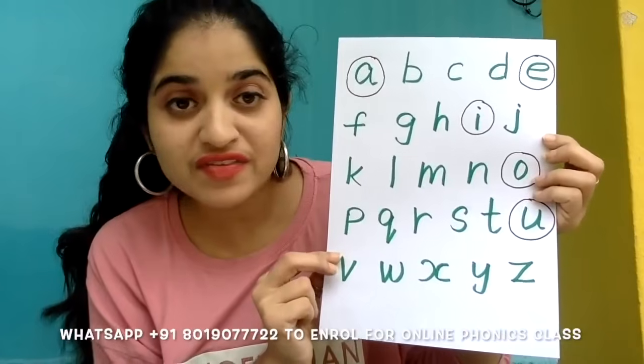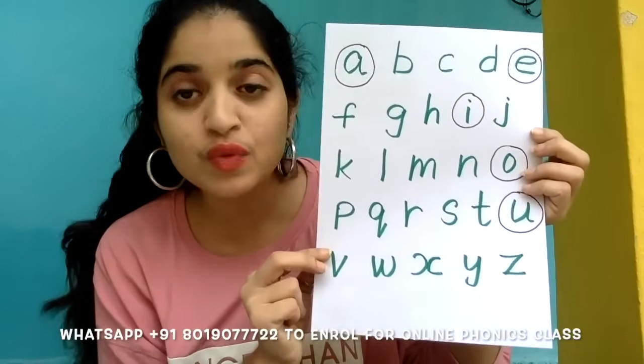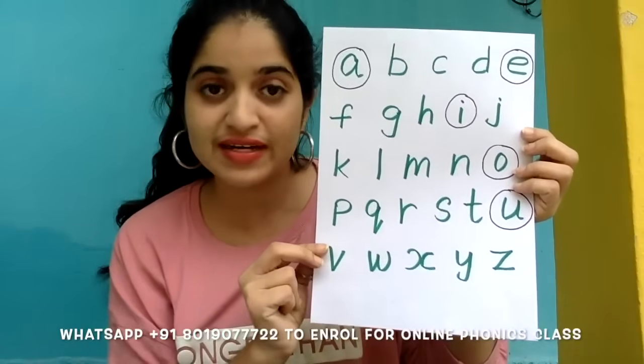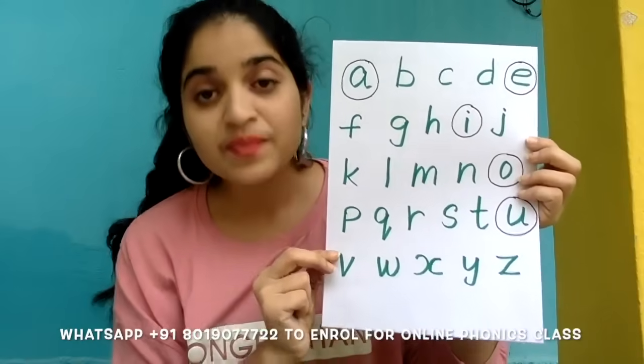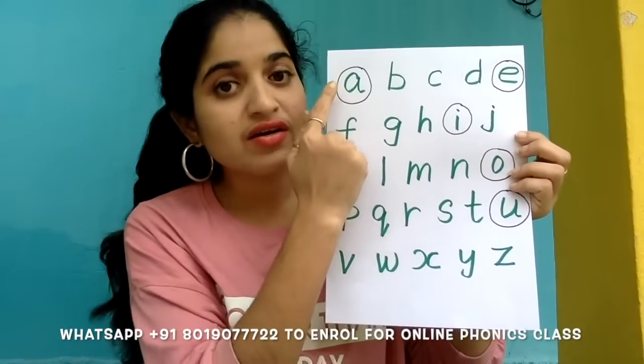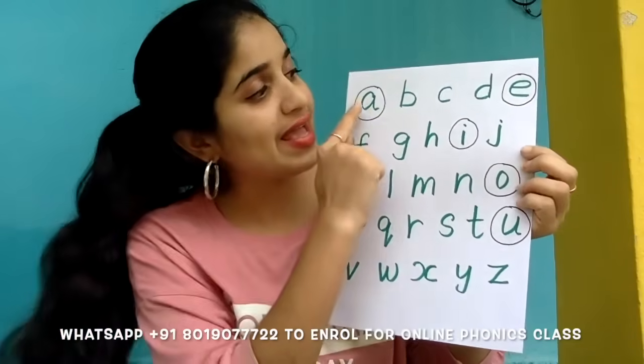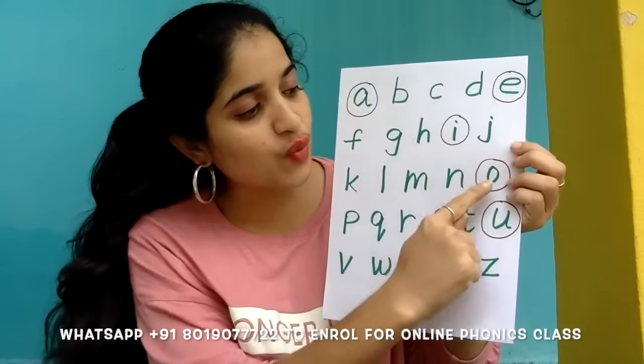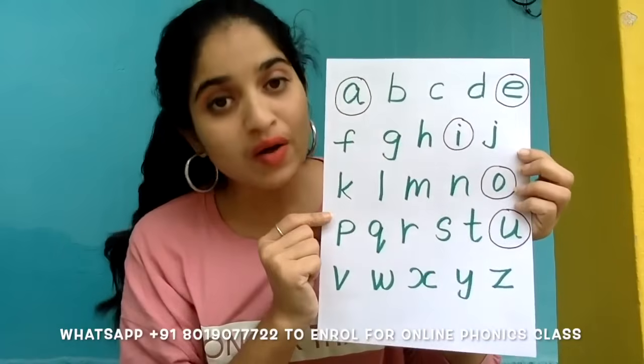So like this, you have to make sure the child is thorough with all the phonic sounds in small case letters. After that is over, we have to introduce them to the vowel sounds. What are the vowels we have here? We have already circled them like this. A, E, I, O, U are the vowels.